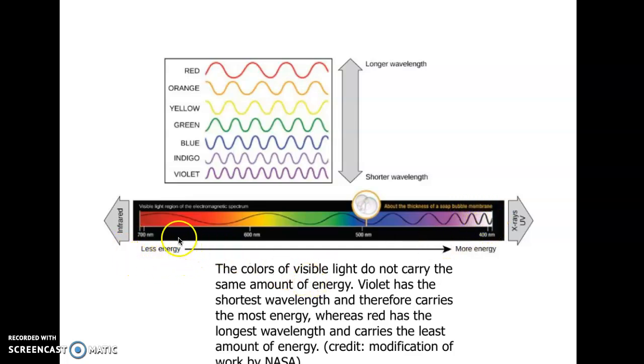So that gives us this idea that this is where infrared would be going the other direction, and then this is UV and X-rays. This is light energy, so this is less energy. Red is less energy, and by the time we get all the way to violet, we're using more energy.